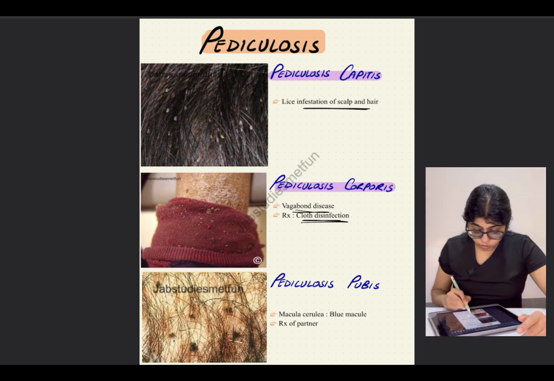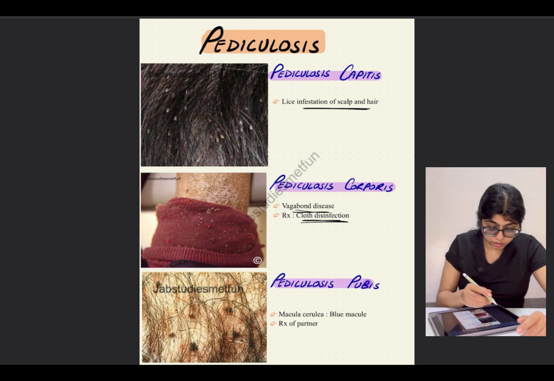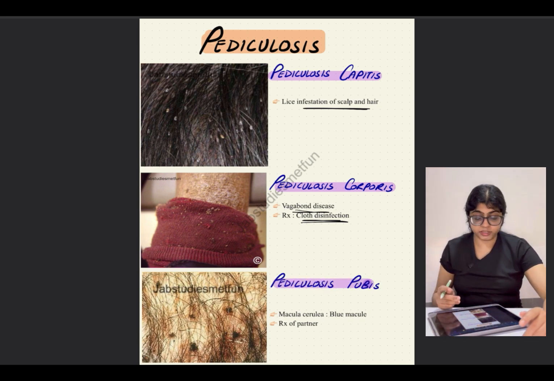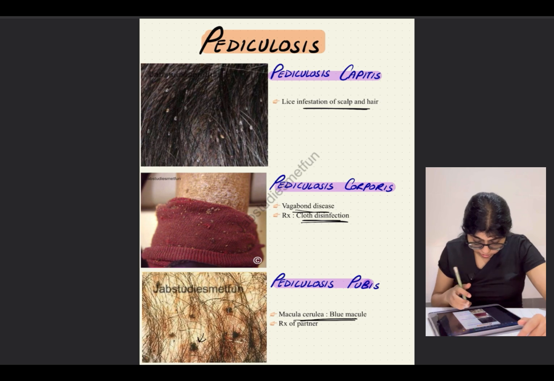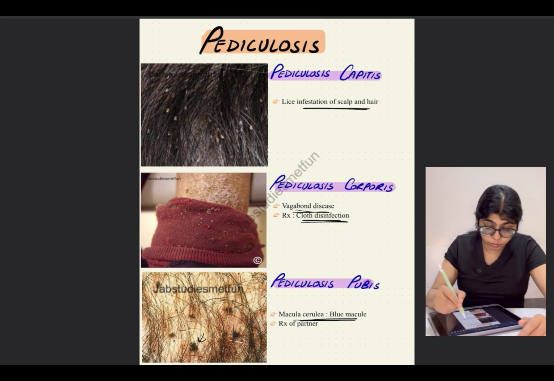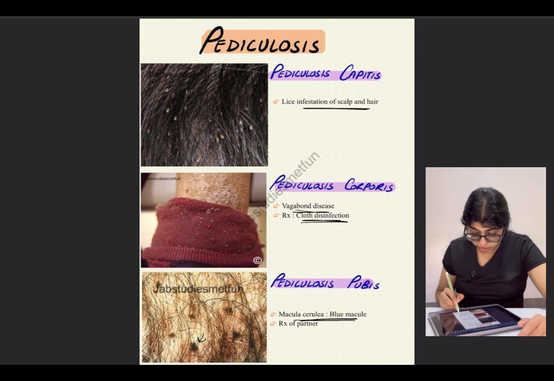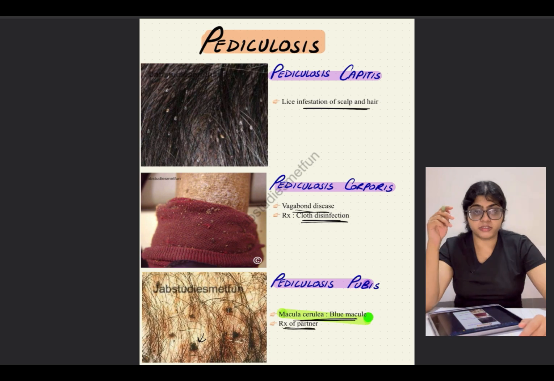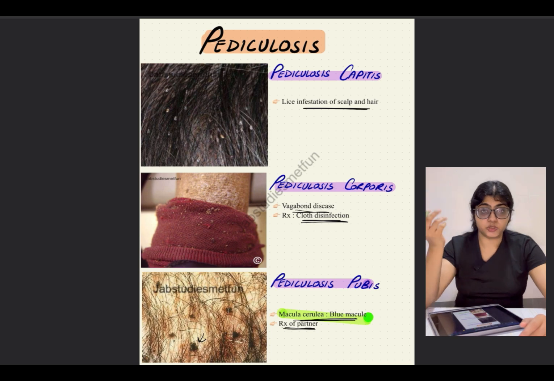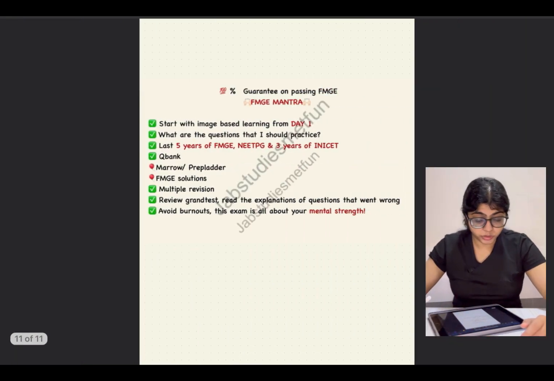Last one is pediculosis pubis. In pediculosis pubis, there is a certain lesion that is very characteristic. It is known as macula caerulea. It is a blue macule. Over here, it is shown as a little blackish pigmentation, but it is called a blue macule, and it is important to note for your exam. And in this, treatment of the partner is very important, because pediculosis pubis can spread from partner to partner during sexual contact.